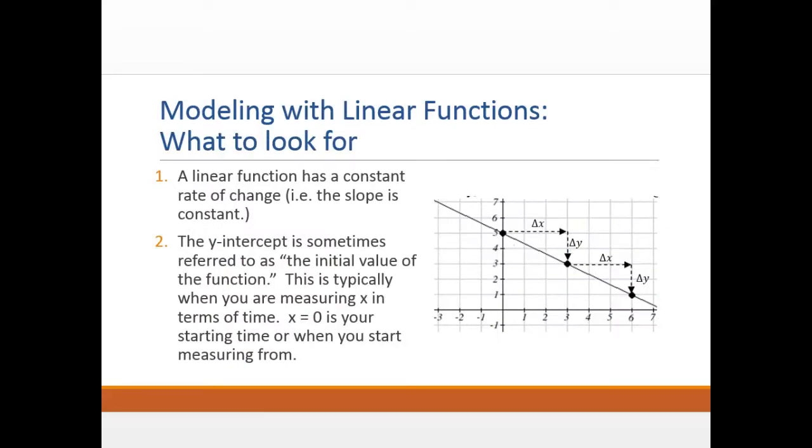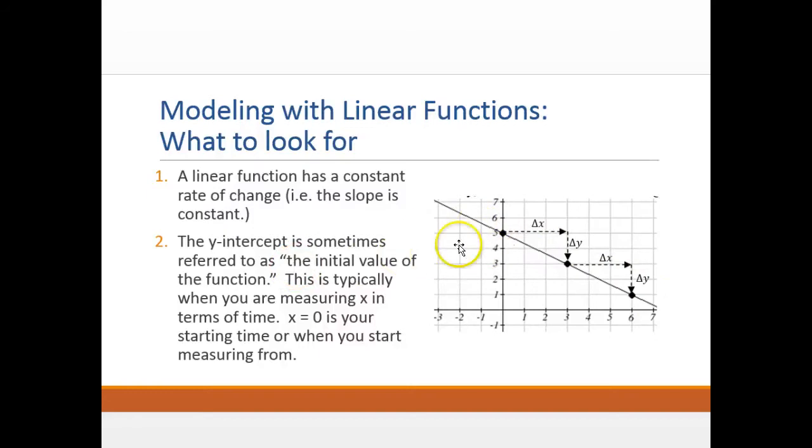All right, what to look for when modeling with linear functions? We do know a couple of things. Number one, the linear function has a constant rate of change. In other words, the slope is constant. So if I pick any 2 points and go over and up or down, that's going to give me my slope, whatever that slope is. If I repeat it, if I go over the same delta x and down the same delta y, I'm always going to hit another point on this line. And I can pick any starting point and that will hold true.